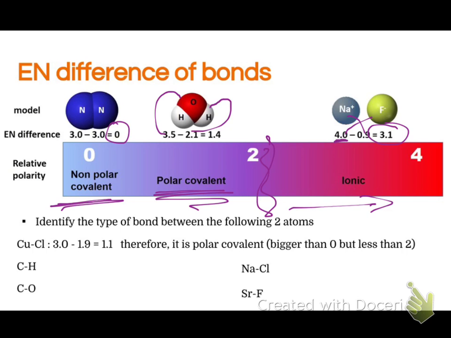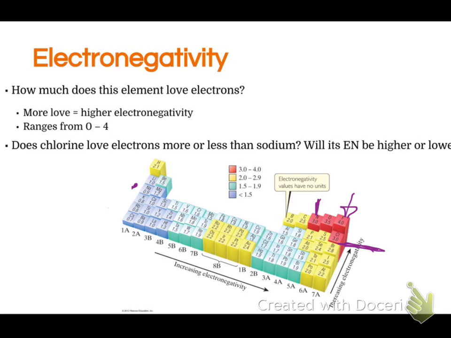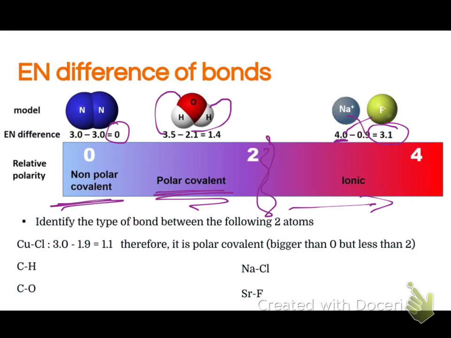Okay, so let's practice. We have carbon and hydrogen, and if we go back and look at our table here, I want to get carbon's number here is 2.5 and hydrogen is 2.1. So we're going to go 2.5 minus 2.1, 0.4. So this would be a polar covalent because it's bigger than 0, smaller than 2.